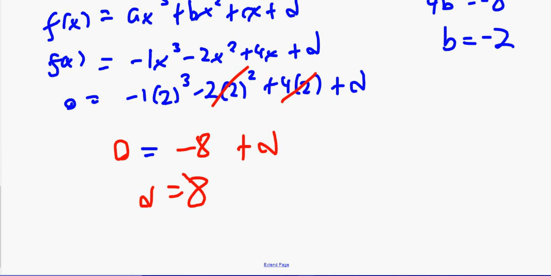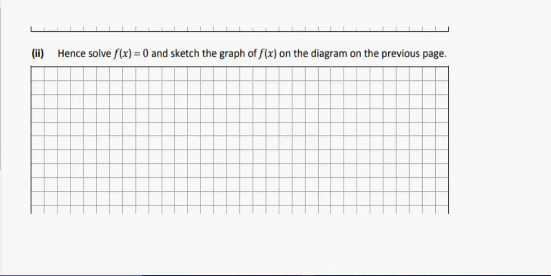Now, next one. Hence solve this equation equal to 0 and sketch the graph of f of x on the diagram on the previous page. Alright, no bother. So f of x is currently minus 1x cubed plus what else do we know?